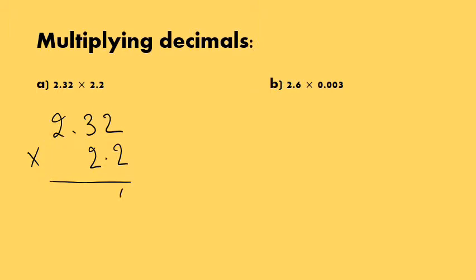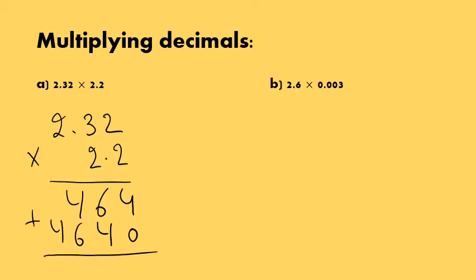So first we start with 2. 2 times 2 equals 4. 2 times 3, 6. 2 times 2, 4. Then for the second 2, we put 0. Then 2 times 2, 4. 2 times 3, 6. 2 times 2, 4. And then we add them. 4 plus 0 equals 4. 6 plus 4 equals 10, so put 0 and carry 1. 1 plus 4 equals 5. 5 plus 6 equals 11. And then 1 plus 4 equals 5.